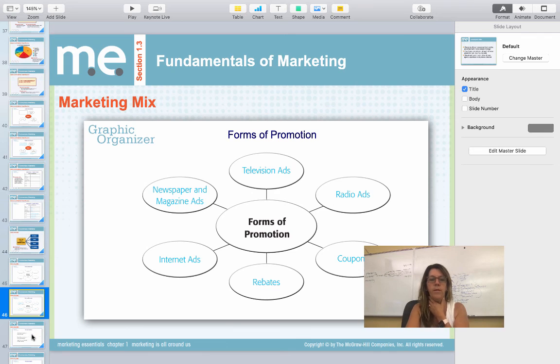We will go over all the types of promotions a little bit further in, but basically promotions are anything from advertising to personal selling, to sales promotions, which are kind of similar to the rebates and the coupons. So promotion is just a way of, again, informing, persuading, and reminding.